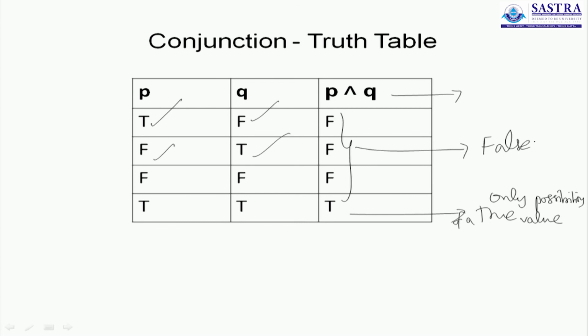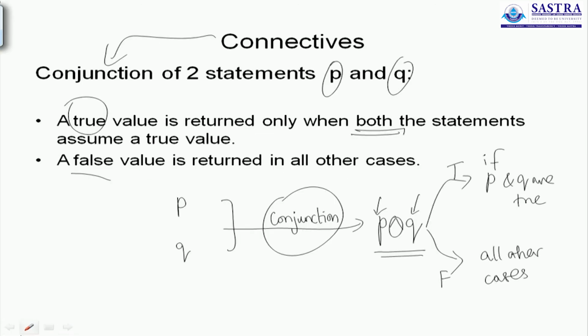That is how a conjunction is used to combine two statements. So once again I will emphasize the definition. There are two statements and the two statements are combined using a connective, then this combined version using a conjunction takes up a true value only when both are true, and it's false in all other cases.